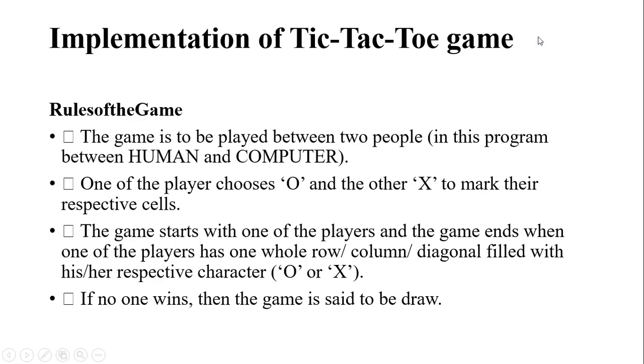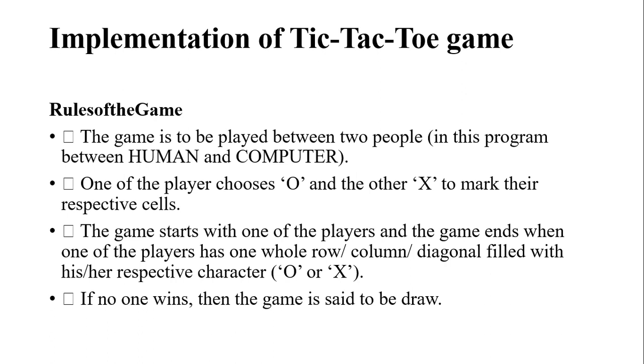Then we are moving to the implementation of the tic-tac-toe game. Some rules for playing the tic-tac-toe game. First, the game is to be played between two players, so one is the human and one is the computer. One player chooses 0 and one player chooses X to mark their respective cells. The game starts with one player and ends when one of the players has filled a whole row, column or diagonal with his or her respective character, 0 or X. And if no one wins, the game is said to be a draw.